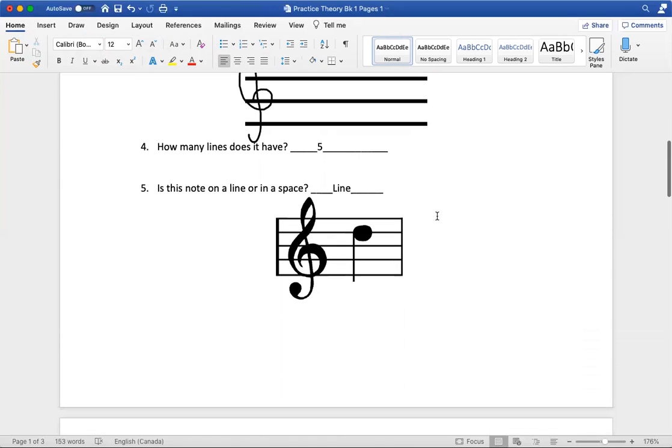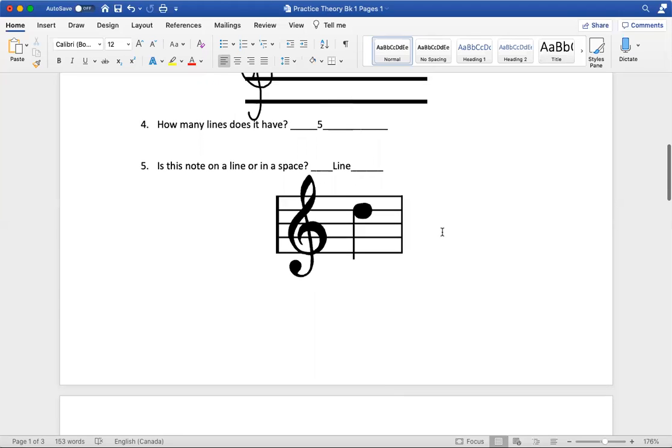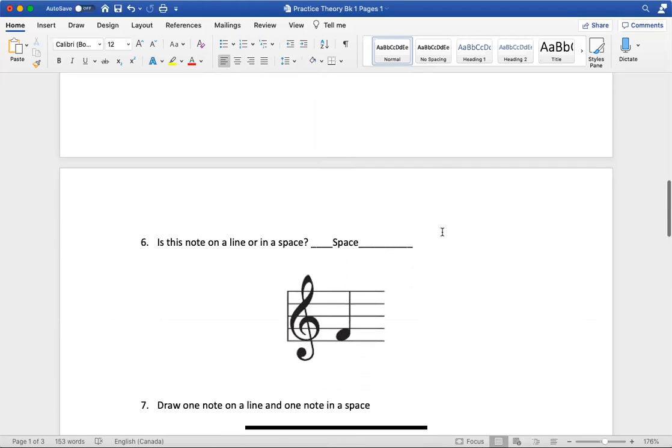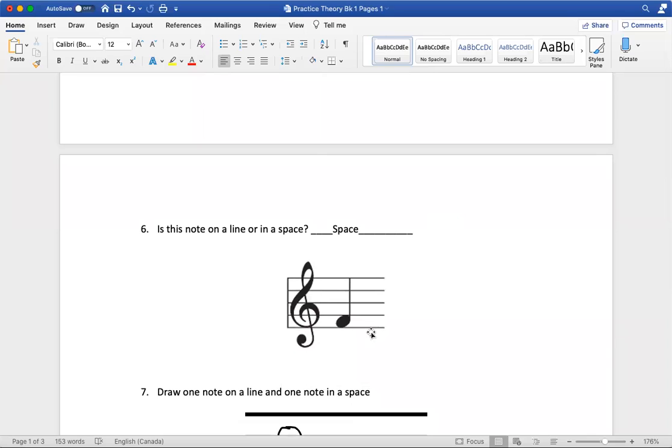Then we talked about, is this note on a line or a space? We remembered that if you are wearing a ring on your finger, that means the ring is going around your finger. So if you see a note on a line, that means it is around a line. So this is a note on a line. How about this one? Is it a line or a space? We can see that it is between two lines. It is in between them, so it is in a space.